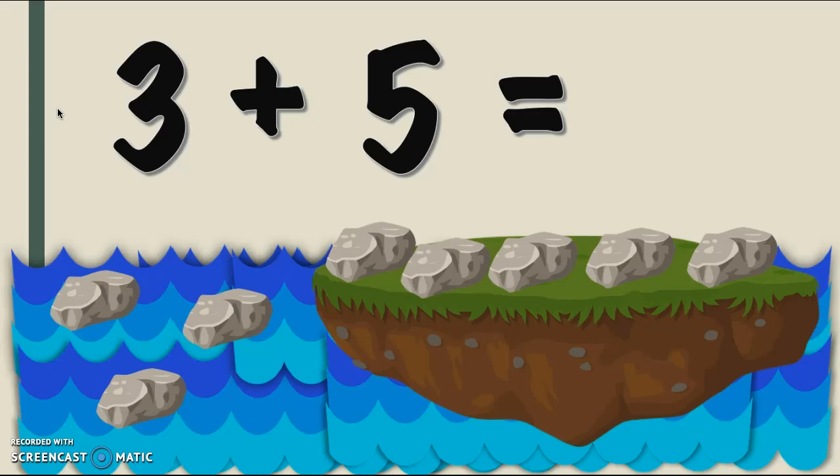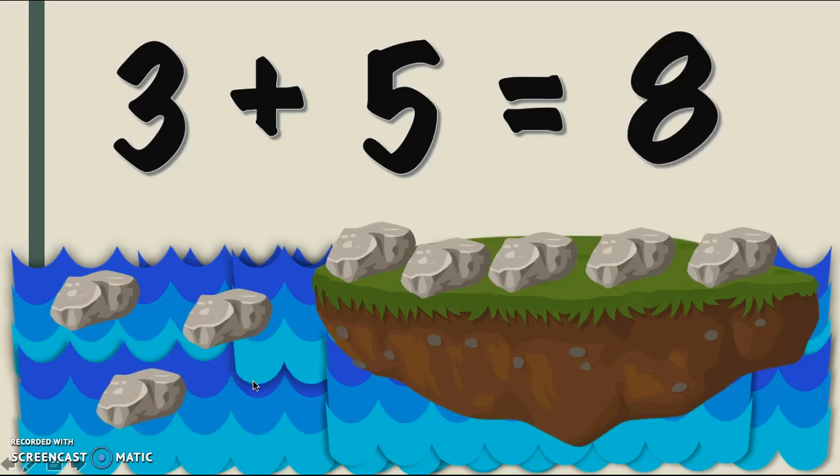Now, friend, how could I solve this problem? Yeah, I could literally just count all the rocks. 1, 2, 3, 4, 5, 6, 7, 8. All the ones in the water and all the ones on the land. Good idea. What else could I do? Ooh, did you say you were using your fingers? You put up 3 and then you added 5 more and counted that way? You could do that. What about, could you say the bigger number? Could you say 5 and then count up 3 more? So 5, 6, 7, 8. Yeah, you can do that.